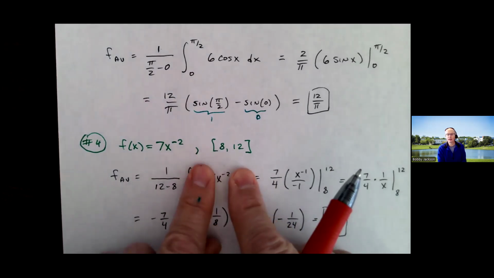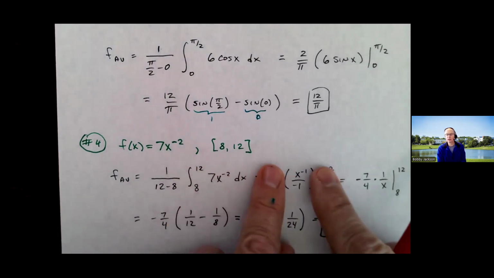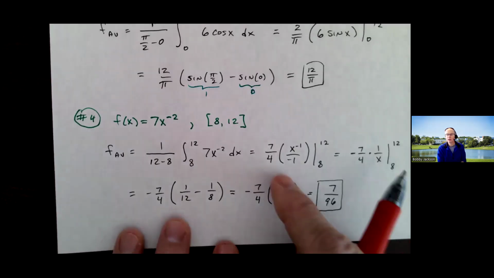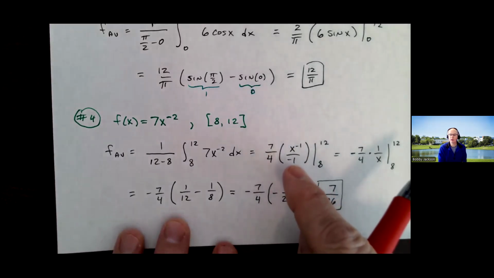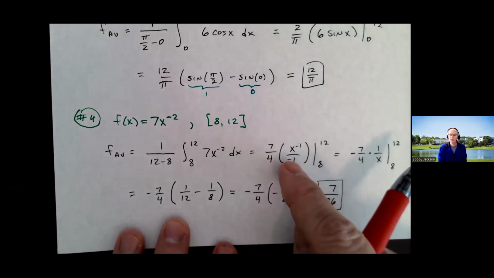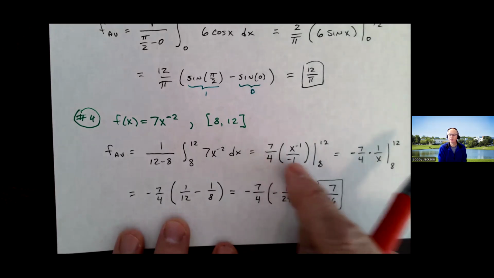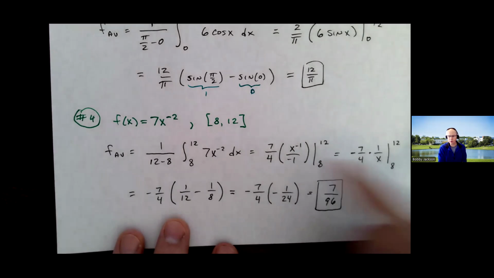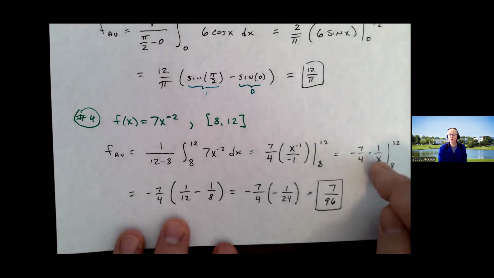The antiderivative of x to the negative 2 is x to the negative 1 divided by negative 1. Clean this up a little bit. X to the negative 1 is 1 over x, and I'll multiply the 7/4 by this negative 1, or divide it by negative 1, same thing. Negative 7/4 times 1 over x.